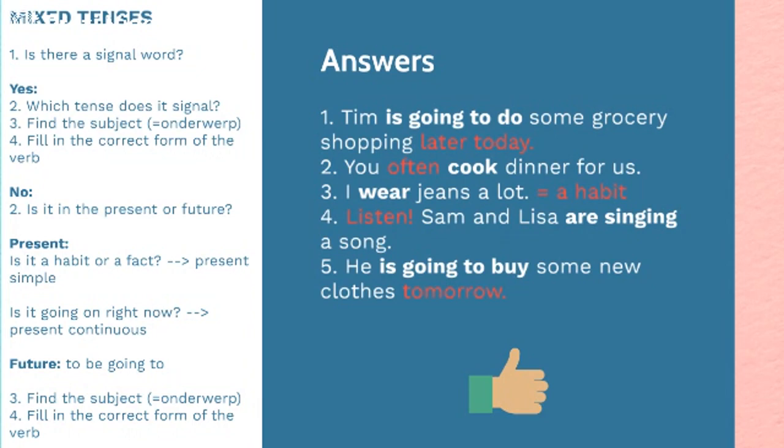In two, it's you often cook dinner. Now, often is a signal word for the present simple, so it's you cook. Three, I wear jeans a lot, is a habit. It's something that you do a lot, so I wear. In four, listen tells us that it's a present continuous. So Sam and Lisa, they, it's two people, are singing a song. And five, he is going to buy some new clothes tomorrow. Tomorrow tells us that it takes place in the future. So he is going to buy some new clothes tomorrow.